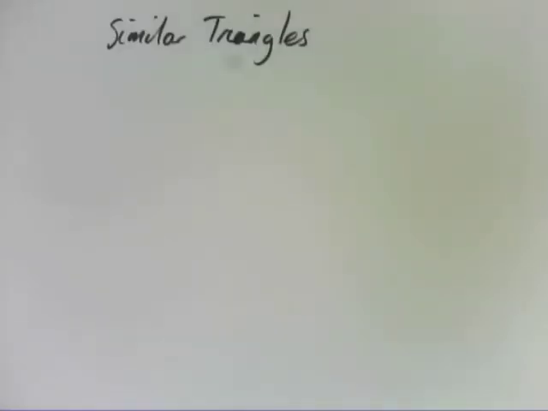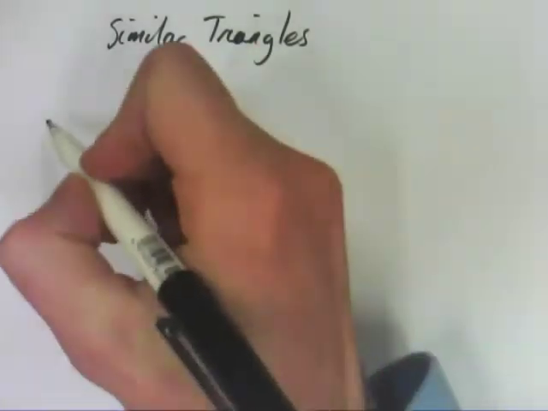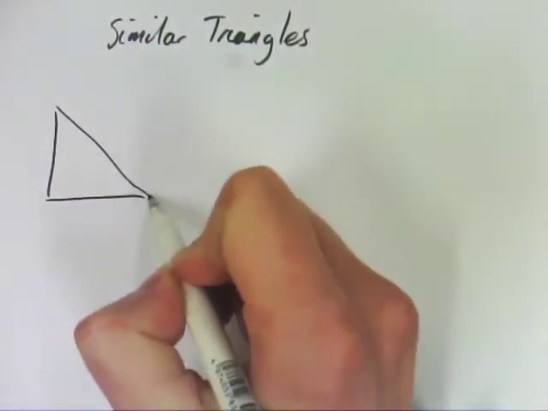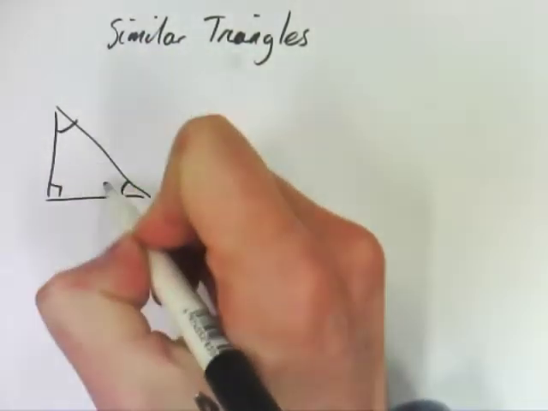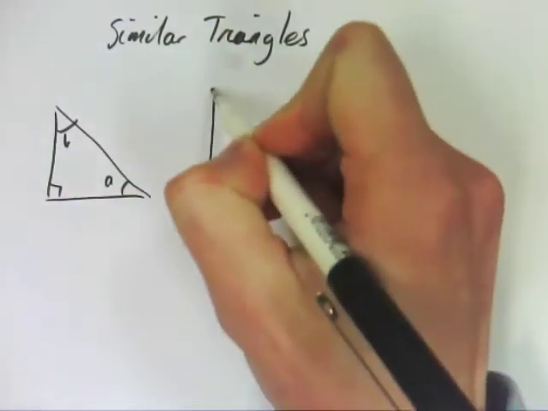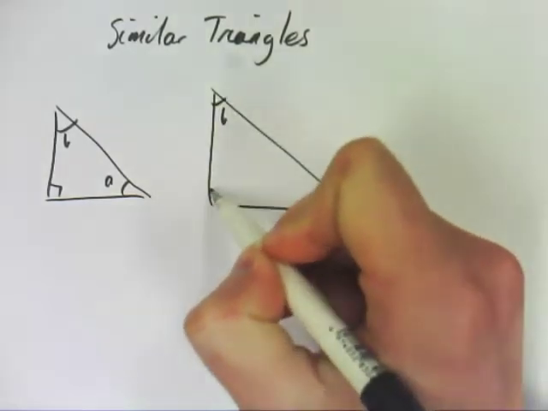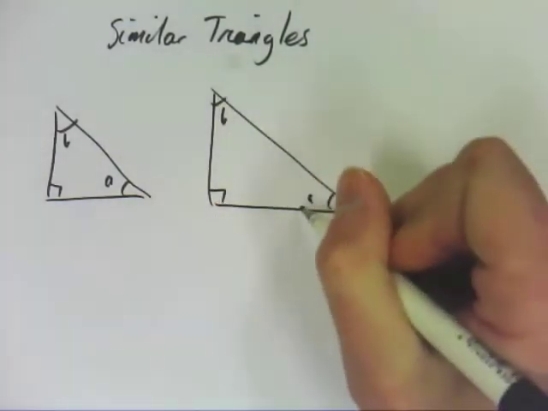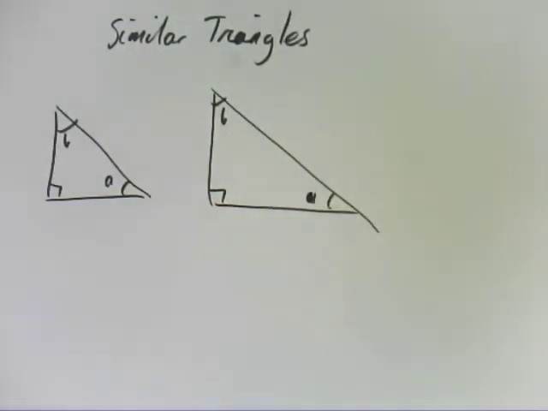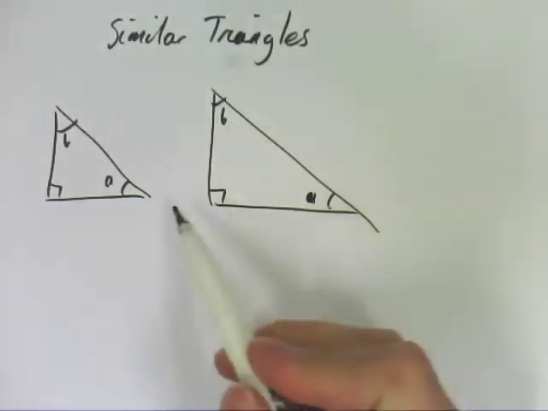Similar triangles use the same principles as similar figures, only we're working with triangles instead. And this is what I had in the last video. You need to make sure that they have the same angles in them. Those two triangles are similar because they have the same angles, and they're a different size.